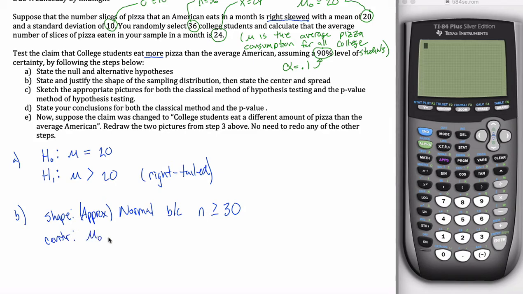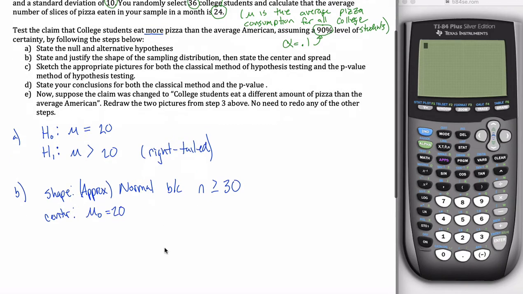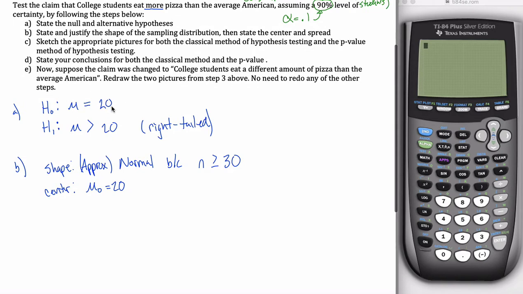Mu naught gives the value of the center. Technically, mu is the center, and you assume that the null hypothesis is true. But the number you put in here is mu naught. You can just say mu naught. That's fine. Finally, spread. It's tempting to think it's sigma, but it's not. It's sigma divided by the square root of n.